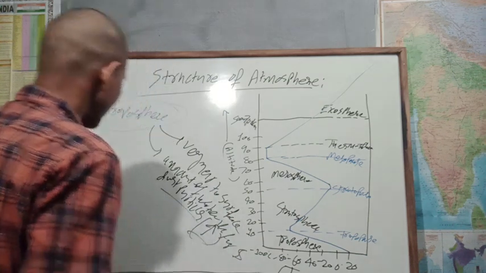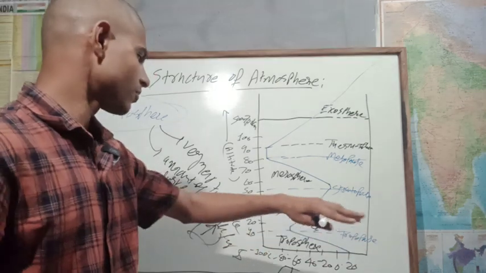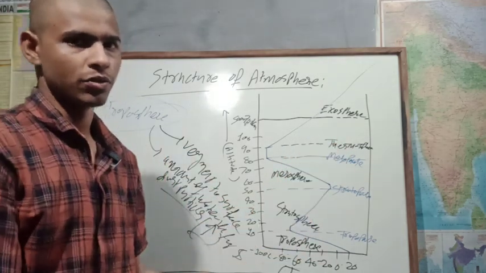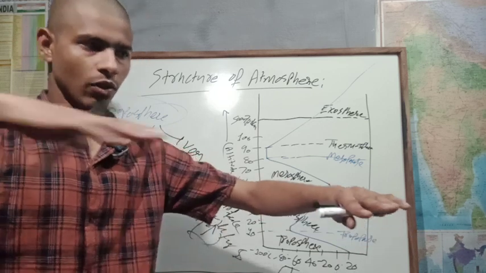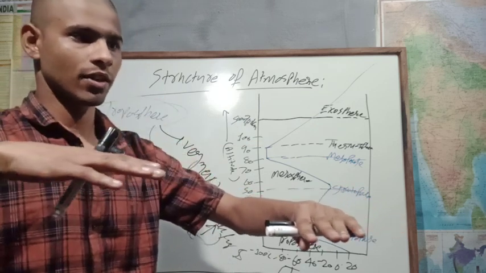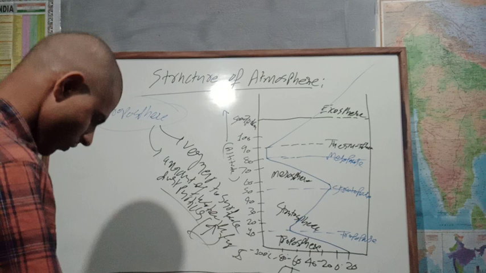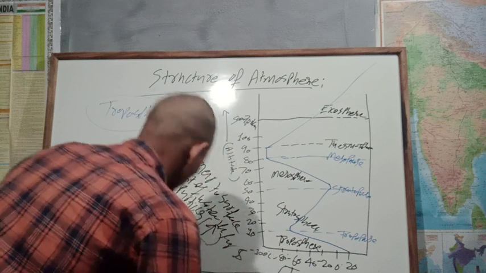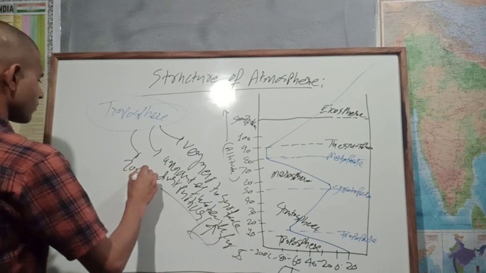It also undergoes continuous friction because it is near the surface. You know that somewhere there are hills, plateaus, mountains, valleys. So when the air or wind blows, then what happens? These mountains cause some friction. Now I'm going to discuss some other points as well. It is a zone of turbulence.